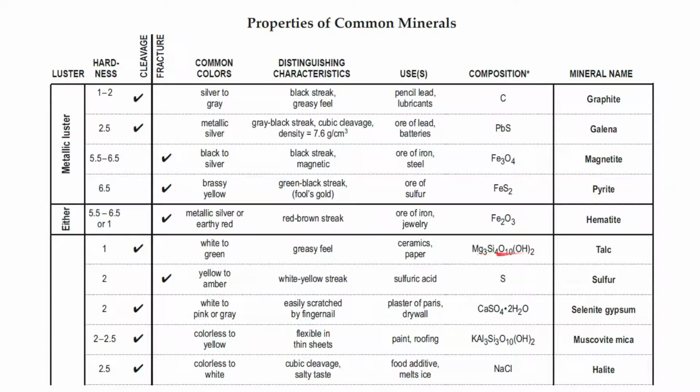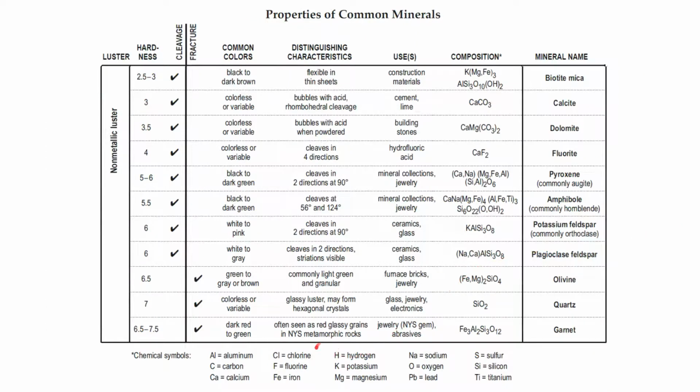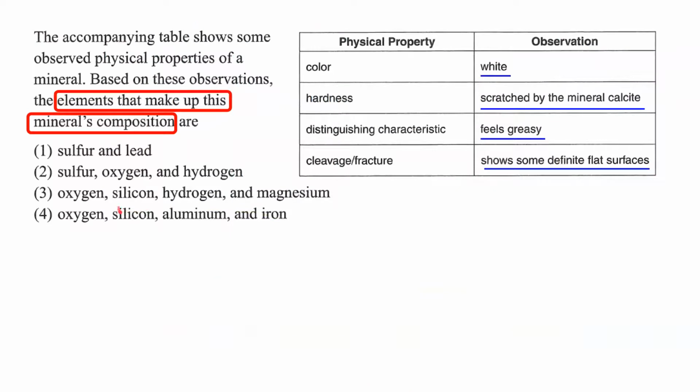If you don't know what these symbols stand for, you can always look at the bottom of the chart. So Mg is magnesium, Si is silicon, O is oxygen, and H is hydrogen. So looking at our options, we have oxygen, silicon, hydrogen, and magnesium. Correct choice is answer 3.